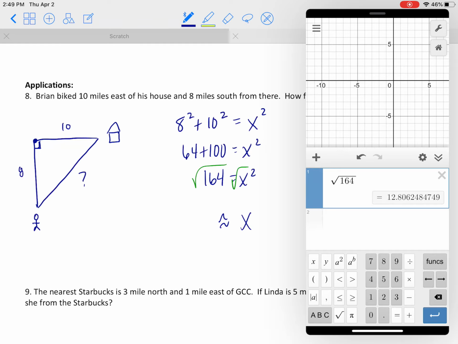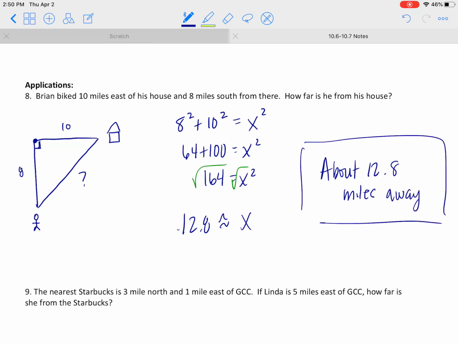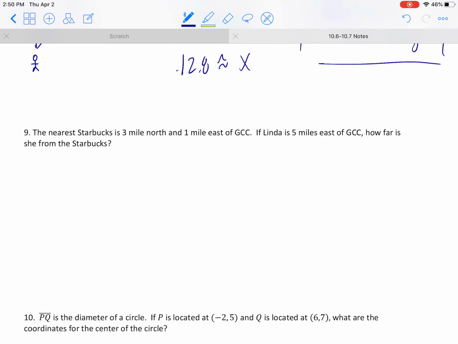So we're going to say that x is approximately the square root of 164, which is about 12.8. So we're going to say he's about 12.8 miles away.